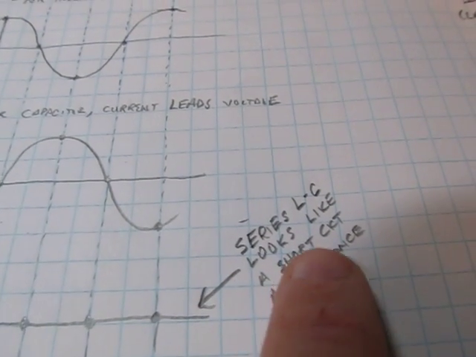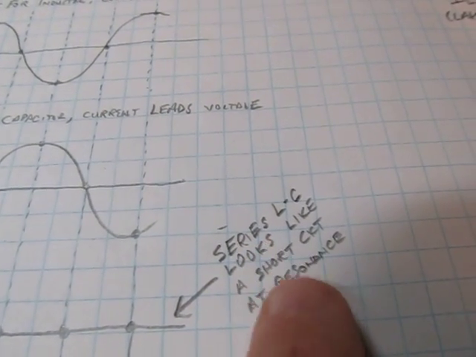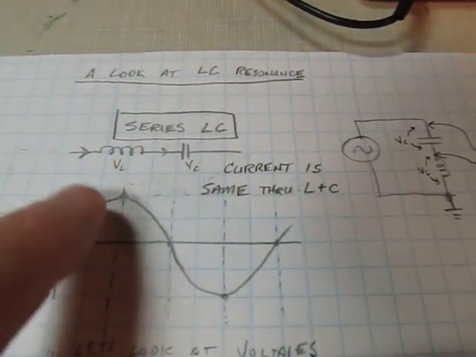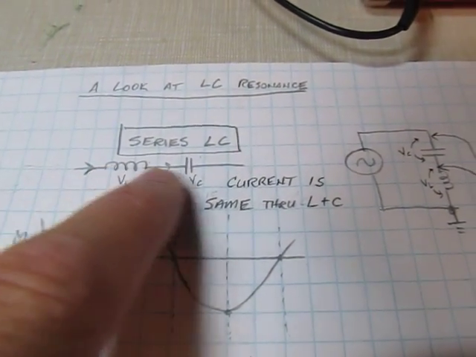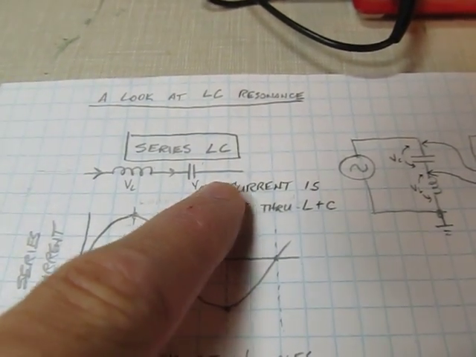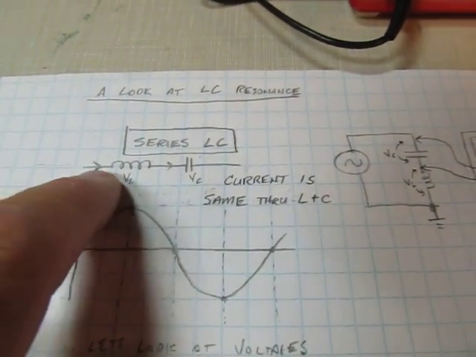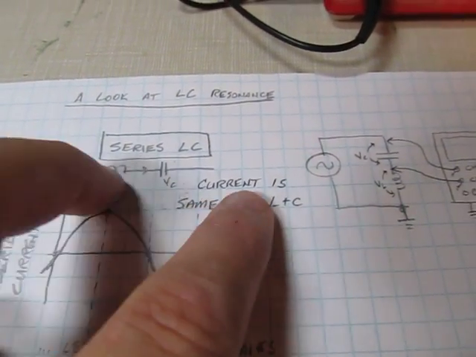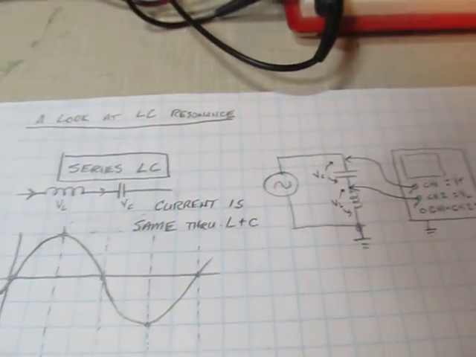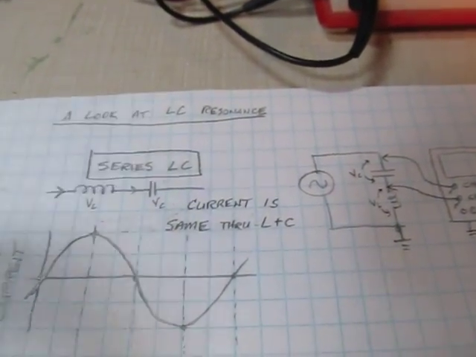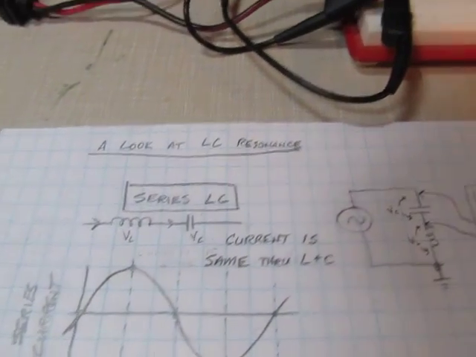So what that means is that a series LC circuit looks like a short at resonance. At low frequencies, the circuit is going to look capacitive. At high frequencies, it's going to look inductive. But as you pass through the resonant frequency, the impedance of this overall circuit ideally goes to 0, and essentially shorts out. That's a unique property of a series LC circuit.